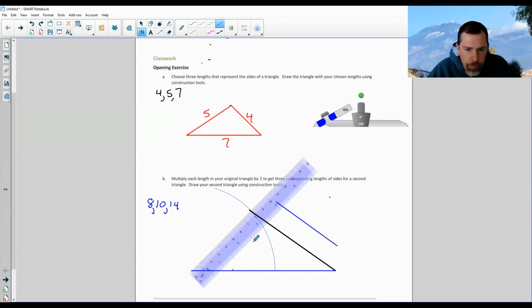I have a defective ruler. Unreal. Never had that problem before.